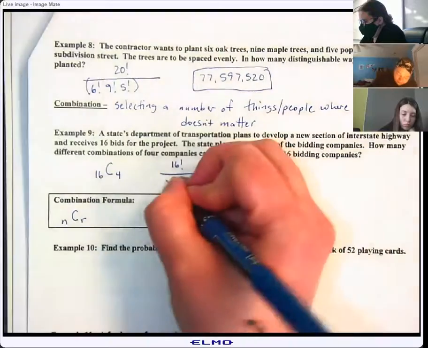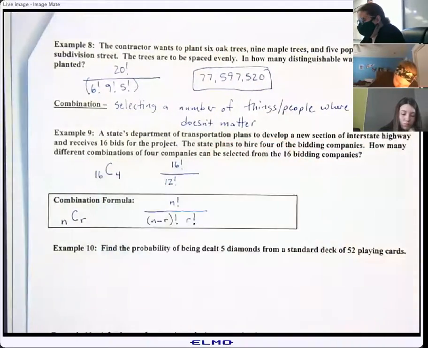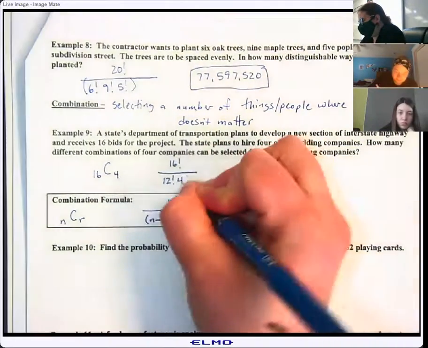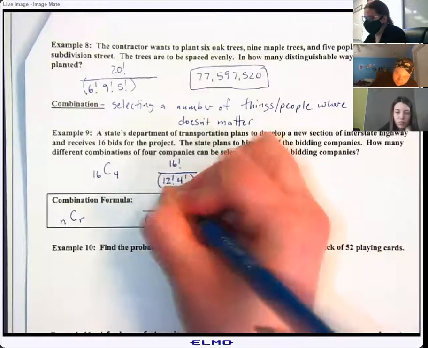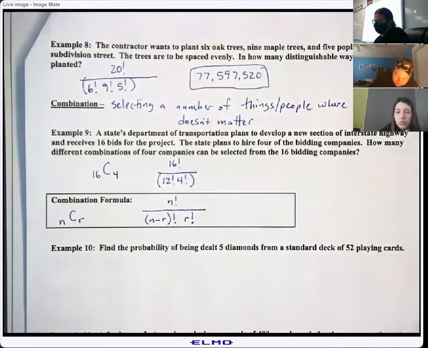So the first thing I'm going to need over here is that 12 factorial, that's 16 minus 4, but then I'm also going to need a 4 factorial on the bottom. Make sure you put parentheses around it. Go ahead and try it in your calculator. 16 factorial divided by parentheses 12 factorial, 4 factorial.